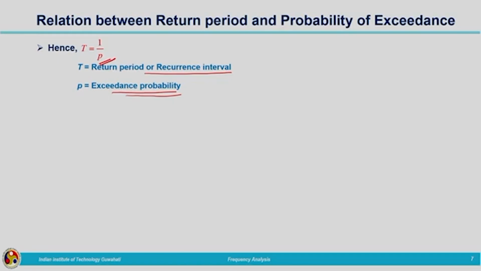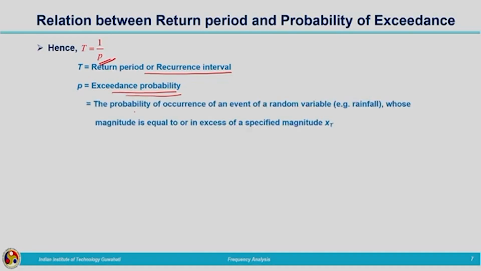So, the return period and the exceedance probability are related by T = 1/P. It is the probability of occurrence of an event of a random variable whose magnitude is equal to or in excess of a specified magnitude x_T. Probability of occurrence of an event capital X greater than or equal to small x_T.